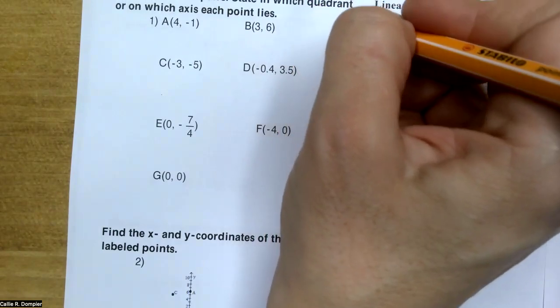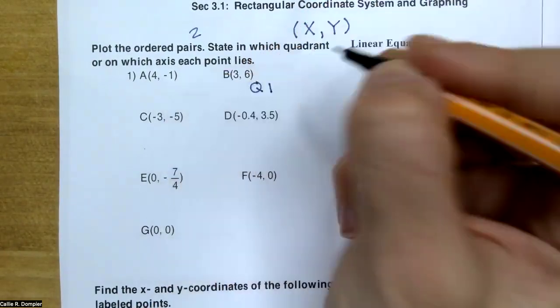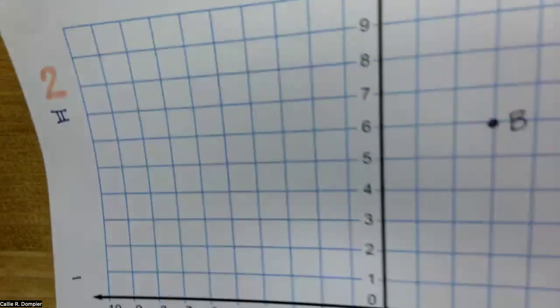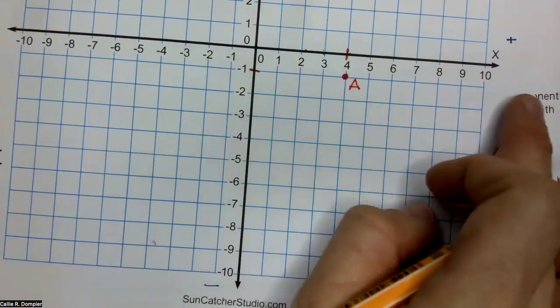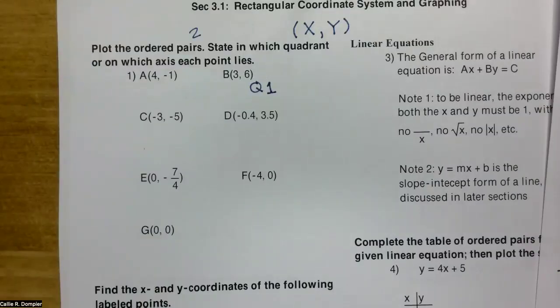In which quadrant does it lie? This lies in quadrant 1. For B, what quadrant is that? The x is positive and the y is negative. That's quadrant 4. So we're going to say it's in Q4.